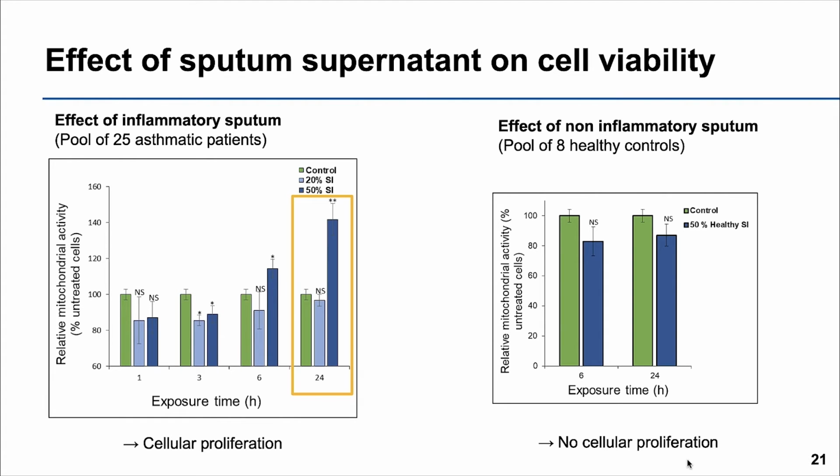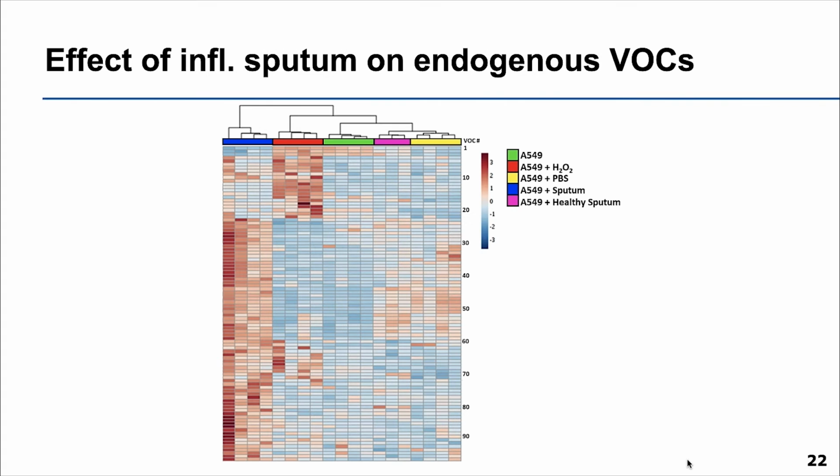And of course, we checked this condition with the non-inflammatory sputum just to see if it was not just the sputum content in general that was a prion for the cell. And you can see that there is nothing significant. So it's really the inflammation signature that is producing this proliferation of the cells. So again, our model is evolving towards what we see in vivo.